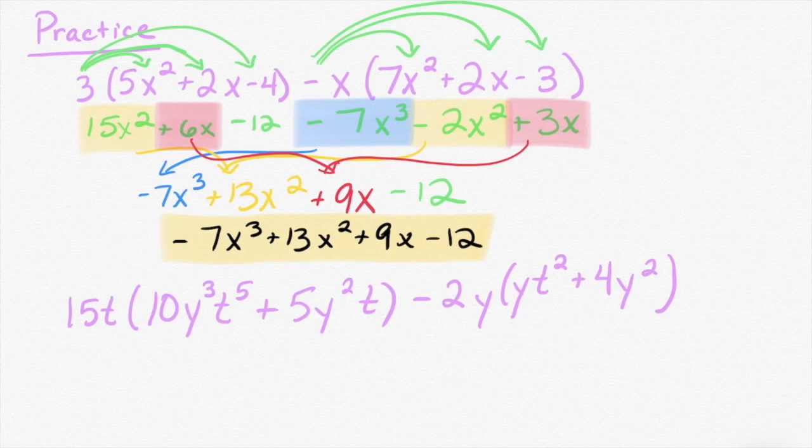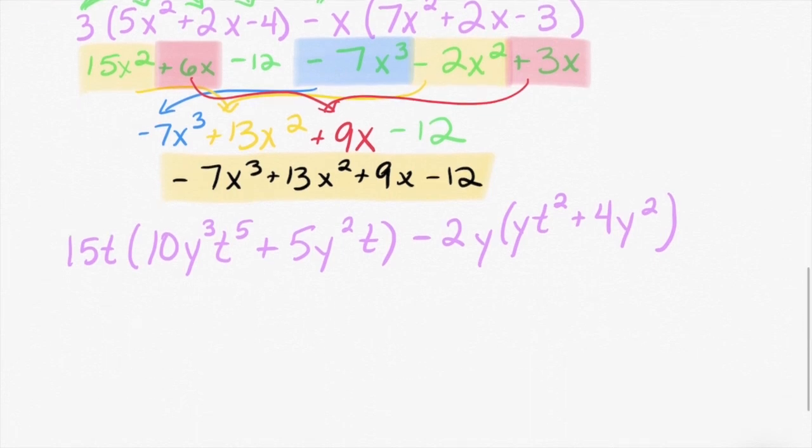I know you still need a few minutes to practice the second one, but I want to at least get you started right at the beginning. When I do the distributive property, I will do 15t times 10y cubed t to the fifth. I just want to do this first one with you because it has been about 5 days since we've multiplied something with multiple variables.